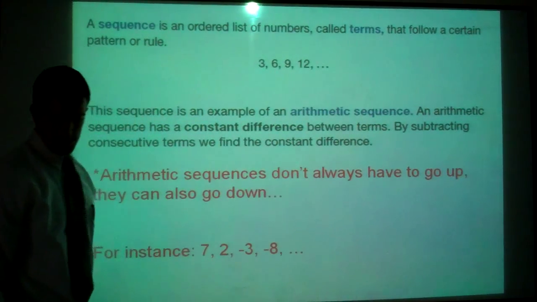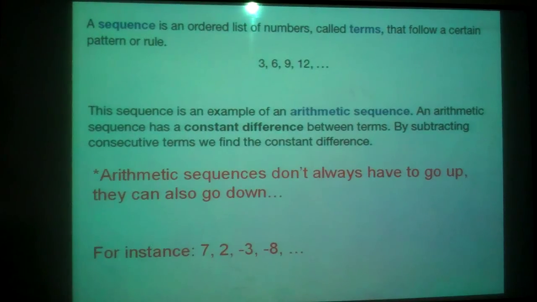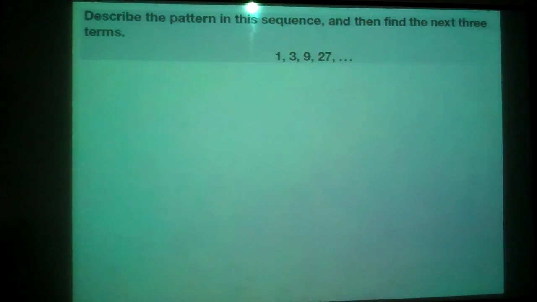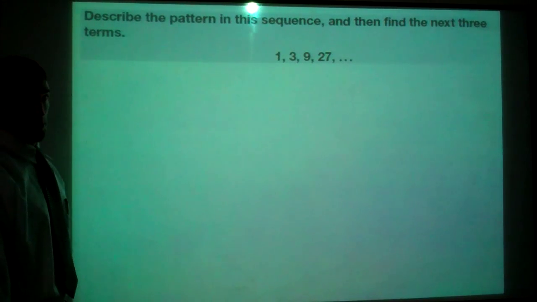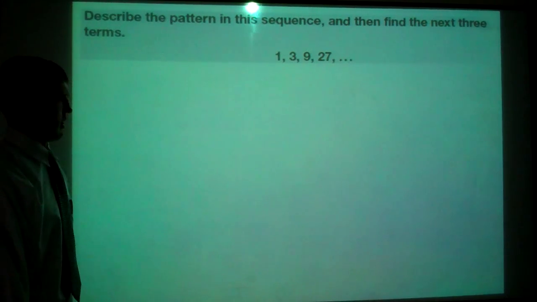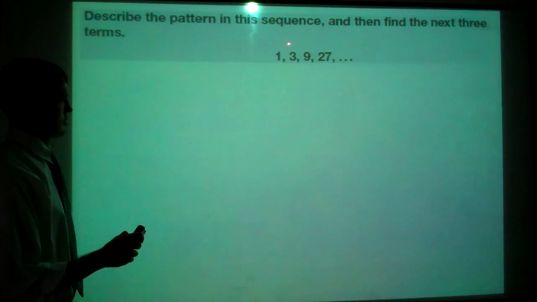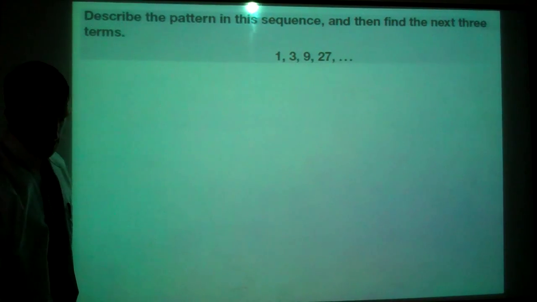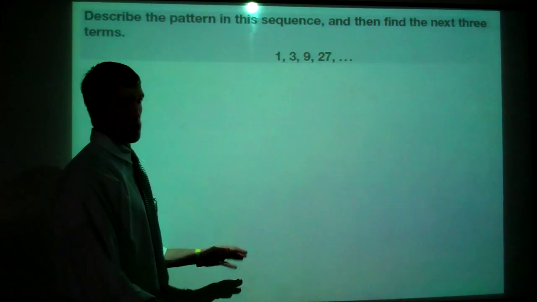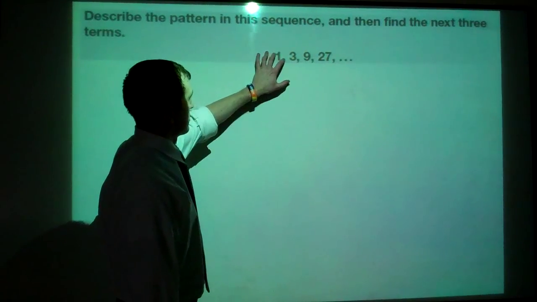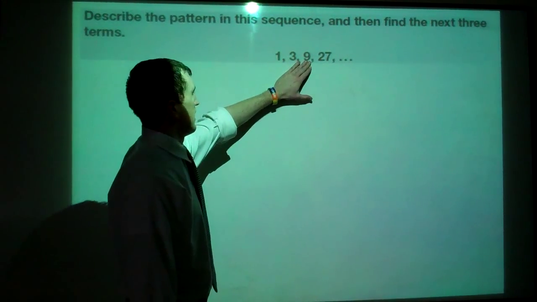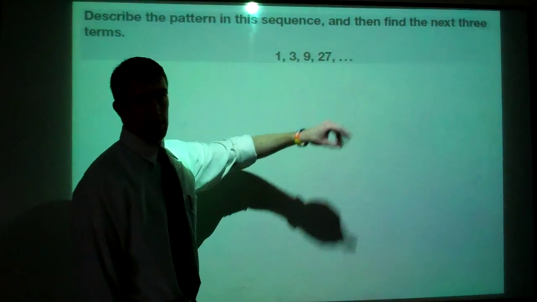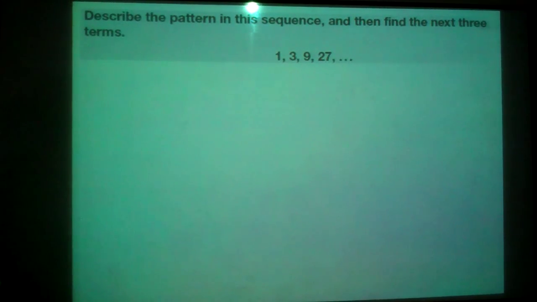So the other type of sequence that we're going to focus on will be this type. Describe the pattern in the sequence and find the next 3 terms. We won't find the next 3 terms, but we do at least want to see what this pattern is. And it goes from 1 to 3 to 9 to 27. Looks like in between each of these we're multiplying by 3. 1 times 3 is 3. 3 times 3 is 9. 9 times 3 is 27. If we did 27 times 3, we should get 81. And then keep going like that.